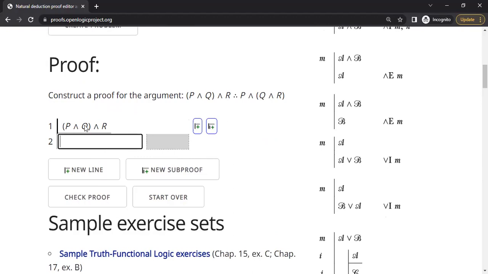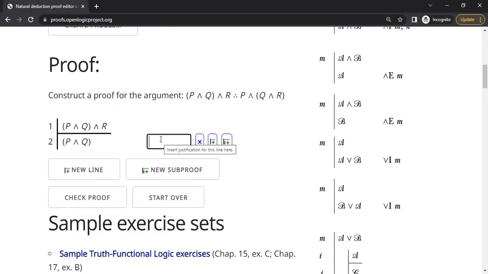first component. Okay, the first component is P and Q. This is because I'm able to eliminate one term from the AND statement. Okay, I'm eliminating one term from the AND statement. This one means line number one. You're applying AND elimination on line number one.